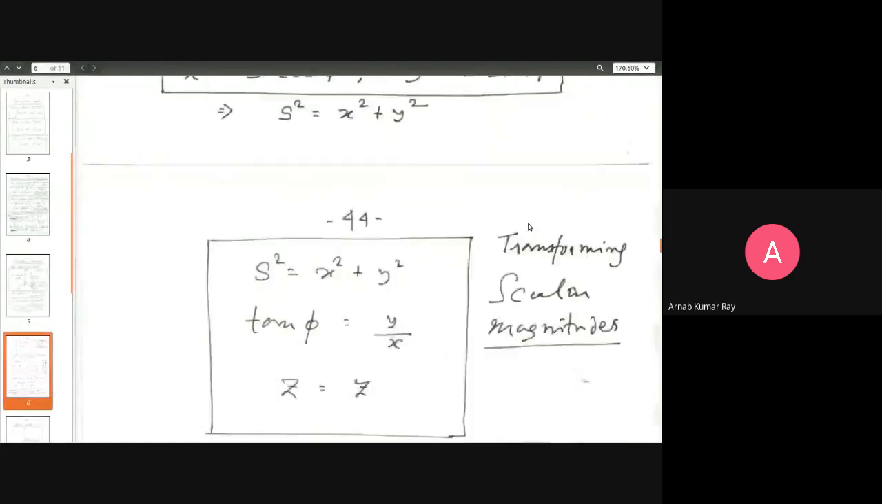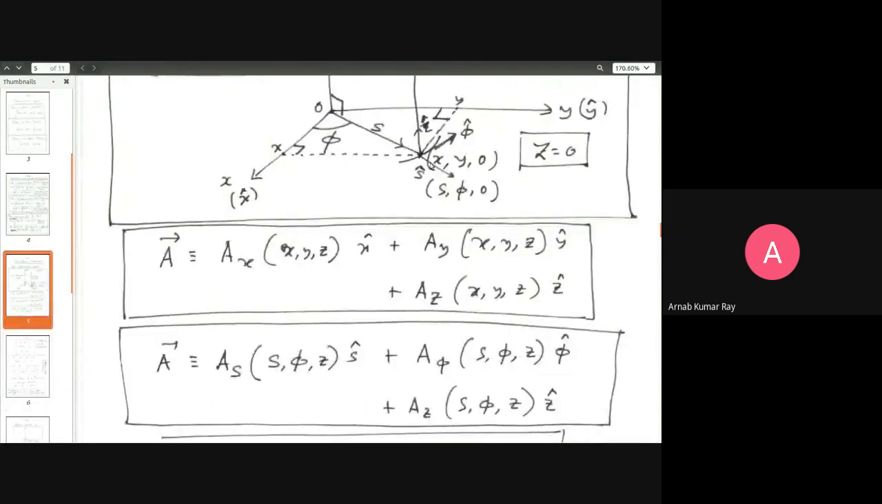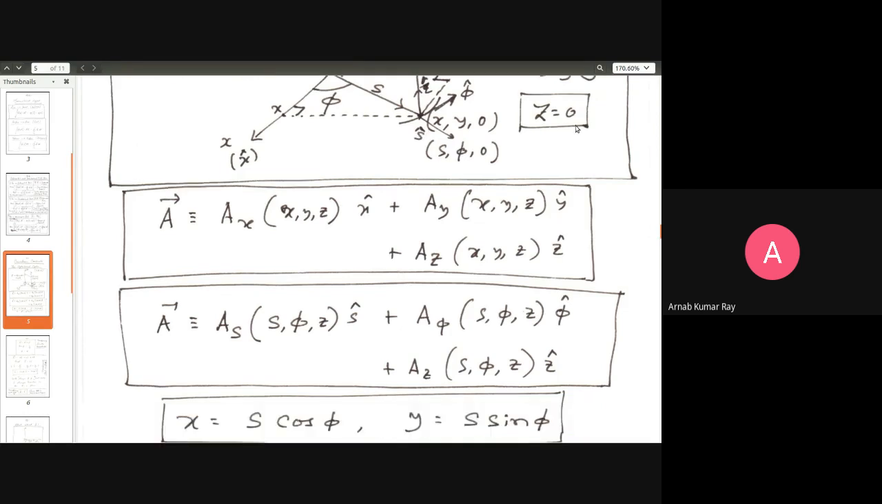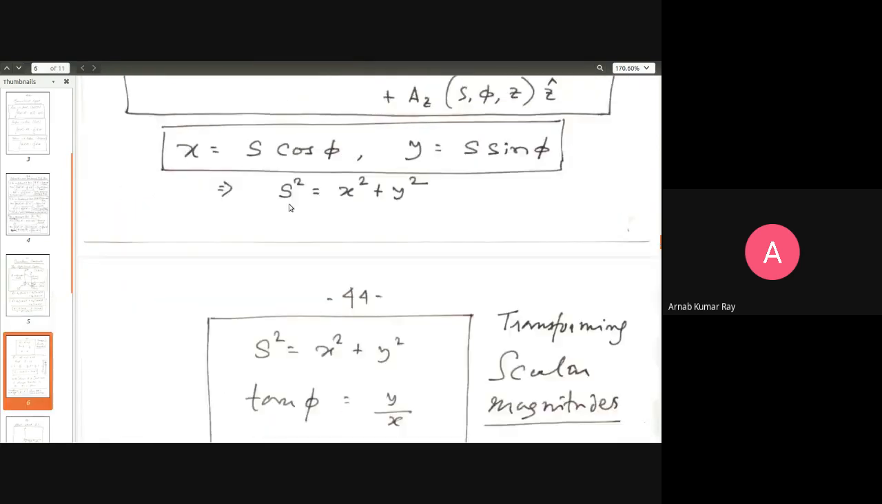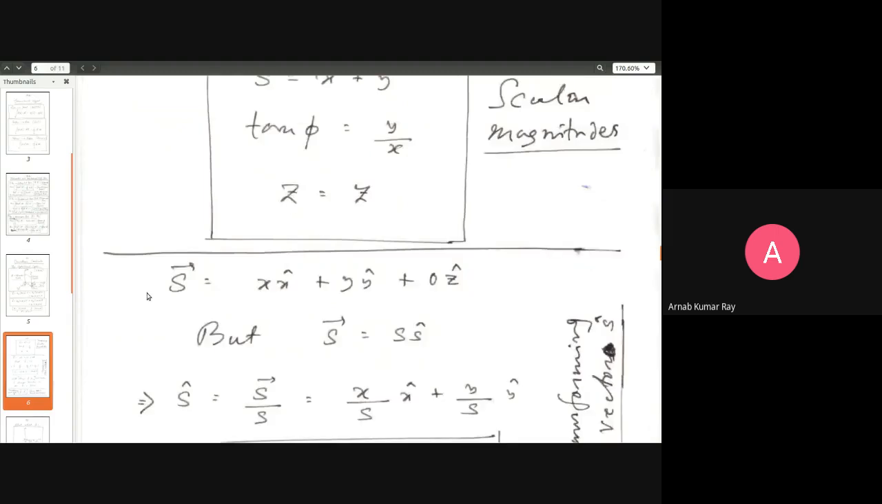Now the task is for us to find the unit vectors s cap and phi cap. First we have found the coordinates. Second task for us is to know what the unit vectors are like. Let's now proceed with that. The unit vectors could be found from this argument. Vector S is equal to vector X plus vector Y plus vector Z, which in this case is 0.